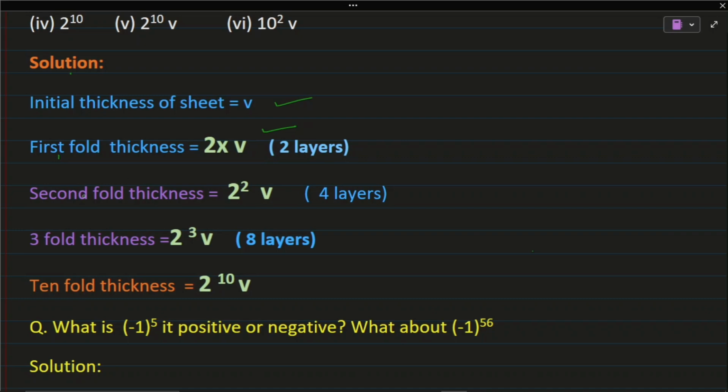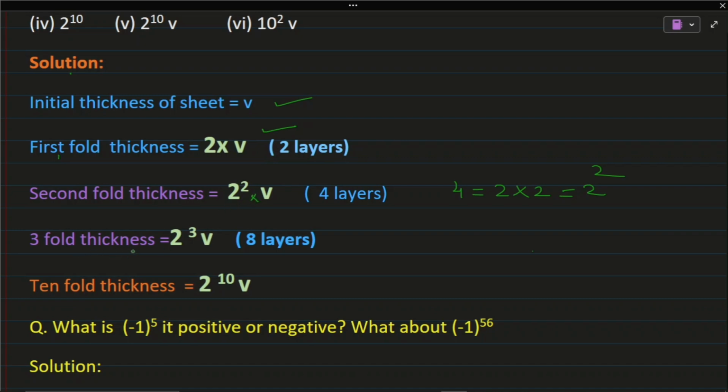Now again we are folding, that is second fold. At that time 4 layers will be there, and 4 you can write as 2 multiplied with 2, or 2 square. So second fold thickness, actually it is 4 into V, and 4 we can write as 2 square. So 2 square multiplied with V.